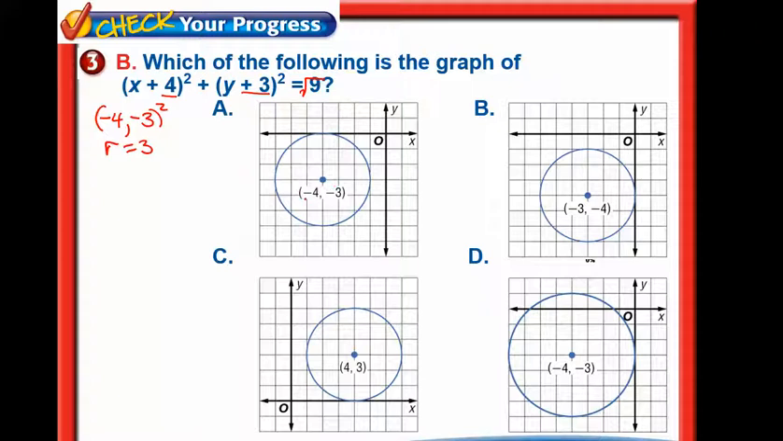Okay, so I have 2 that have my center at -4, -3. So we can cross these two out. Now I got to find which one has my radius of 3. 1, 2, 3. Okay, what is this one's radius? 1, 2, 3, 4. Nope, square root of 9 is not 4. So A is my correct answer. Hope you did well.